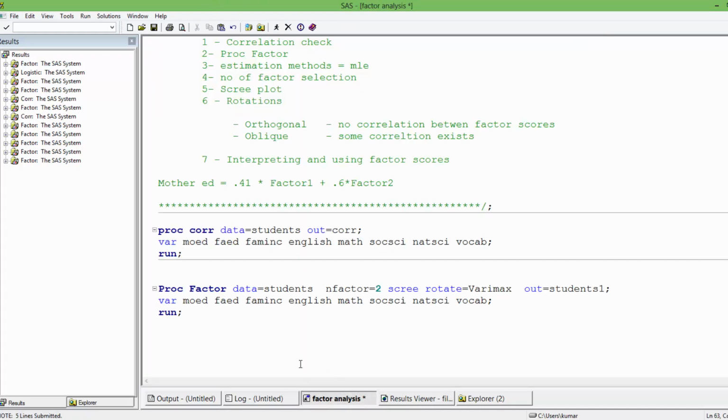We can just use the rename statement in the data statement, like data students1 rename factor 1 is family background, factor 2 is quant and verbal ability.